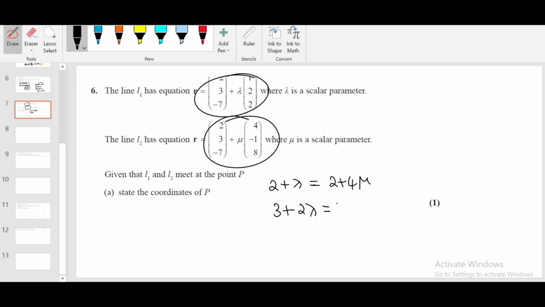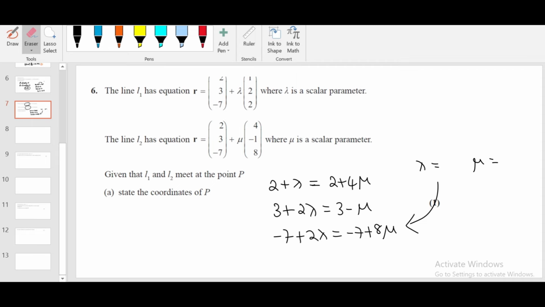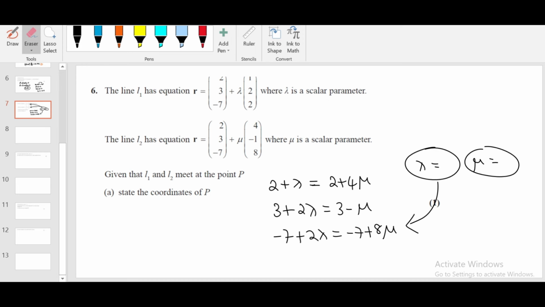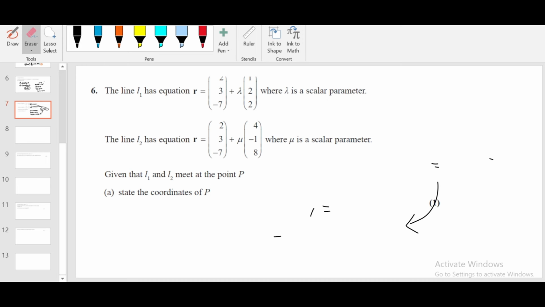2 lambda is equal to 3 minus mu, minus 7 plus 2 lambda is equal to minus 7 plus 8 mu. Take any two equations, find the value of lambda and mu, sub into the third equation, and if it satisfies the third equation, that means there is a point of intersection. So to find the point, you need to either sub in lambda here or mu here. That's the usual method. But this question got only 1 mark actually. So we are not going to do all this taking like 5-6 minutes. Then how do we find the point of intersection?